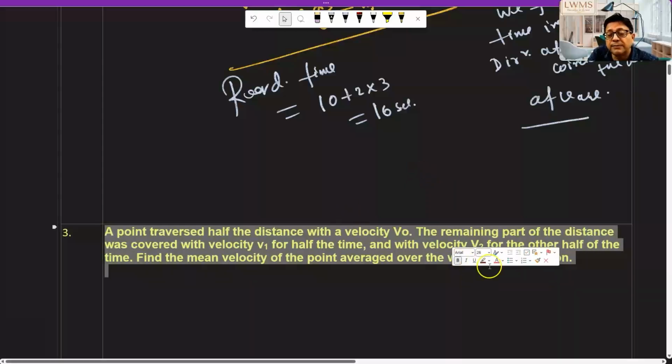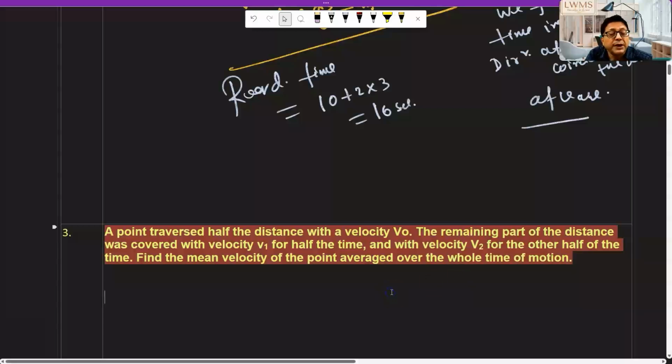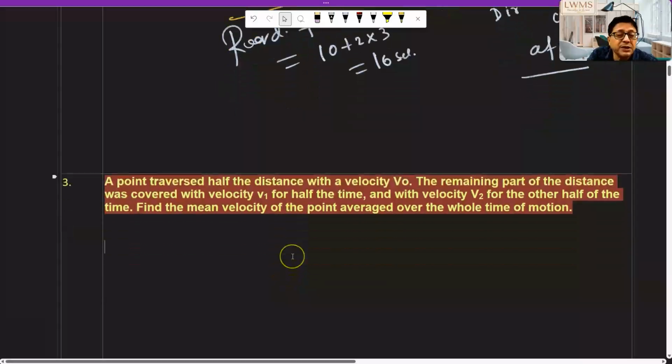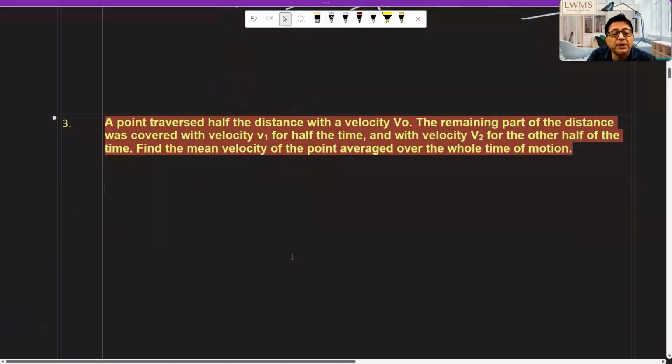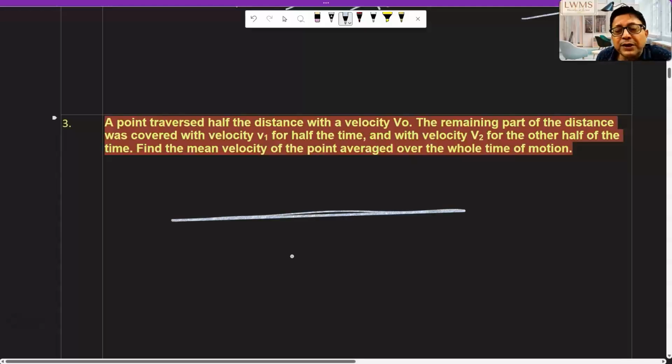Just check the sum. A point traverses half the distance with a velocity v0. The remaining part of the distance was covered with velocity v1 for half the time and with velocity v2 for the other half of the time. Find the mean velocity of the point averaged over the whole time of motion. Let me explain. You'll be able to do it, but let me do it first.